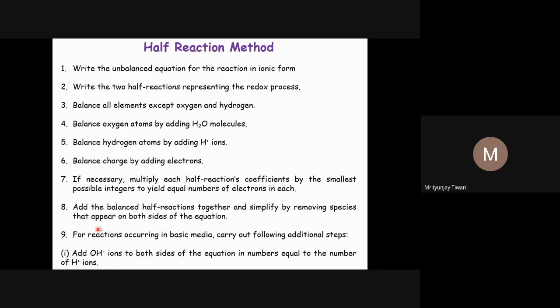Yes. So add the balanced half reactions together. In the next step, we add the two reactions that we obtained together and simplify by removing species that appear on both sides of the reaction.